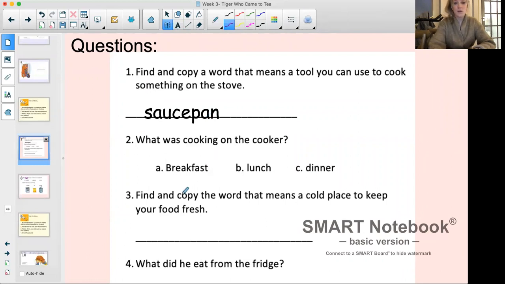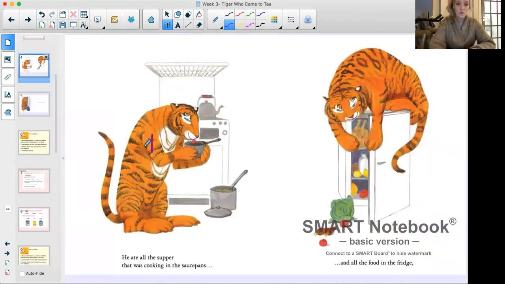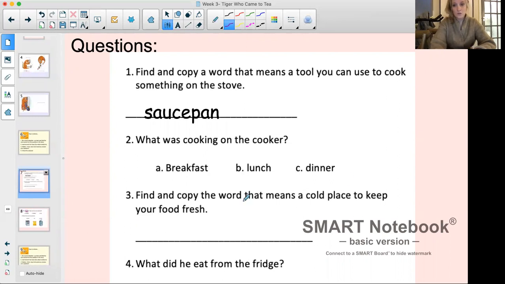Number 2, what was cooking on the cooker? Was it A, breakfast, B, lunch, or C, dinner? When we looked in the story, it said he ate all the supper that was cooking in the saucepans. He ate all the supper. So is supper another word for breakfast, lunch, or dinner? It is another word for dinner. So if you circled C, well done.